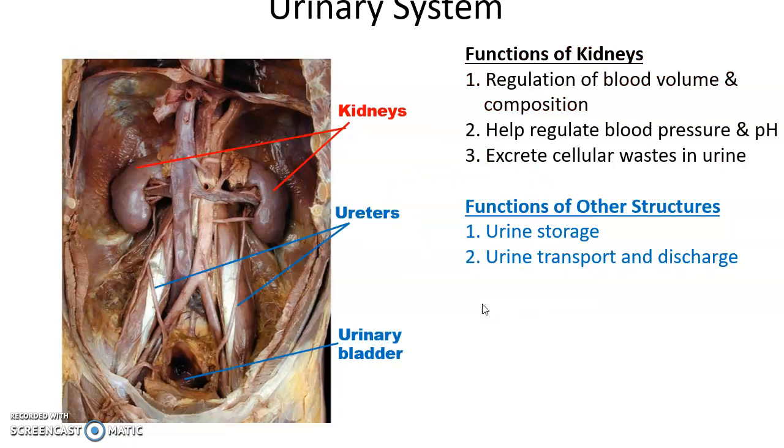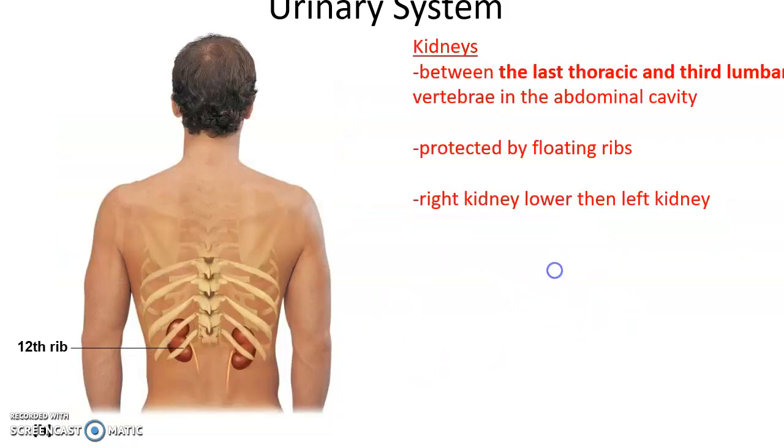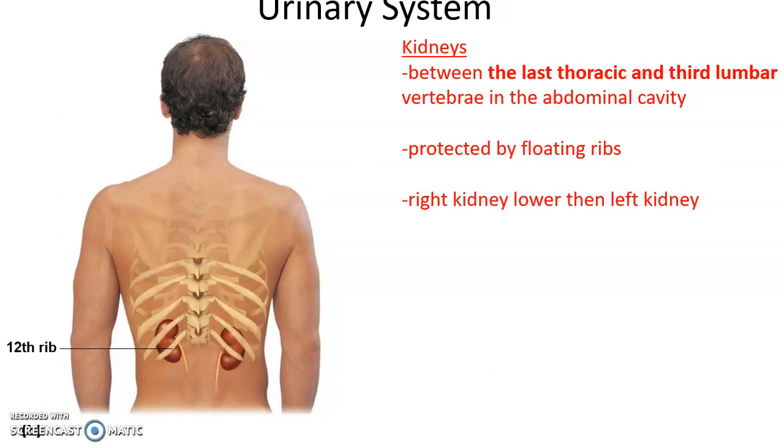The ureters, urinary bladder and urethra, their functions are urine storage, urine transport, and urine discharge. The kidneys are in the abdominal cavity. They're attached to the posterior wall of the abdominal cavity. They lie approximately between the last thoracic vertebrae and the third lumbar vertebrae. So they are slightly protected by ribs 11 and 12. And the right kidney, it turns out, is lower than the left kidney.